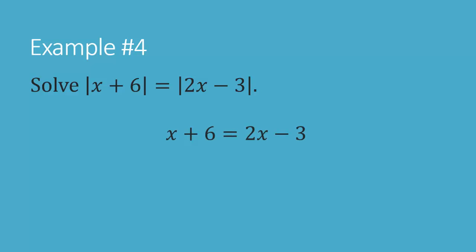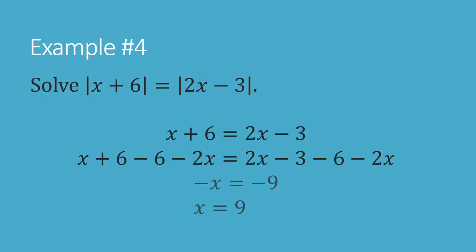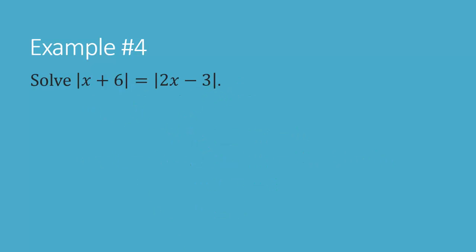So first, let's consider they're both the same. We just take out the absolute values and we just solve. So we move the 6 to the right, and we're going to move the 2x to the left. We get negative x equals negative 9, or x equals 9. So if we plug 9 in here, we get 15 here. 18 minus 3, 15 there. So yes, that is a solution.